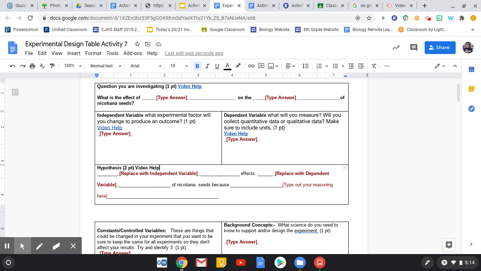So think about what you've learned about genetics so far this year, but also think about what you've learned about plants in your lifetime. And think about the factor, the independent variable that you are using, and what do you know about how that factor might affect plants, okay, or the seeds in this case.